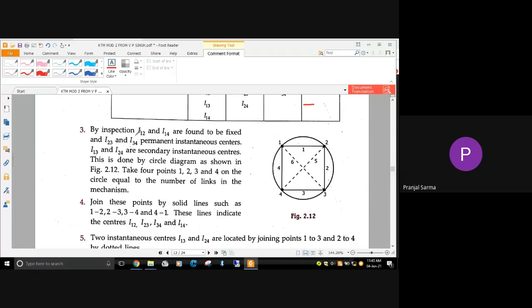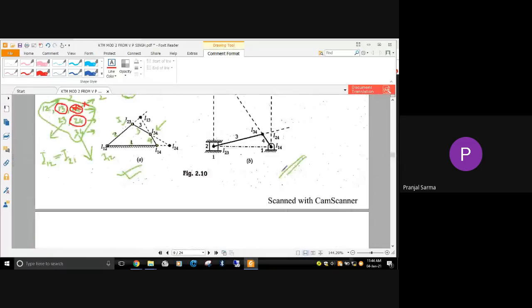Similarly, we find out by inspection that 1, 2 and 1, 4 are fixed. Okay, so 2, 3 and 3, 4 are permanent. Why are 1, 2 and 1, 4 fixed? Why are they known as the fixed instantaneous centers? Because they are correlated with this particular fixed link. It cannot move, so it will be exactly that point.